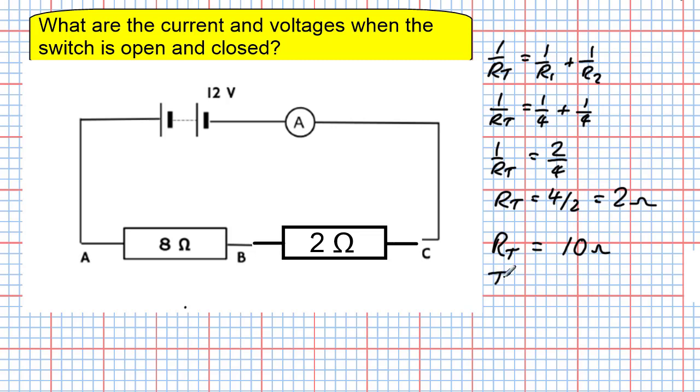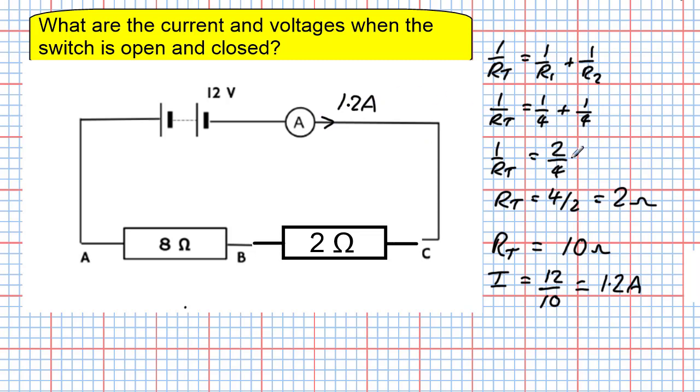Therefore, the current flowing in the circuit, according to Ohm's law rearranged, is going to be 12 volts divided by 10 ohms, is going to give you 1.2 amps. So the current flowing in the circuit is 1.2 amps now.